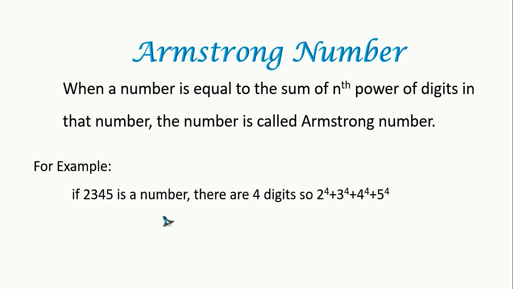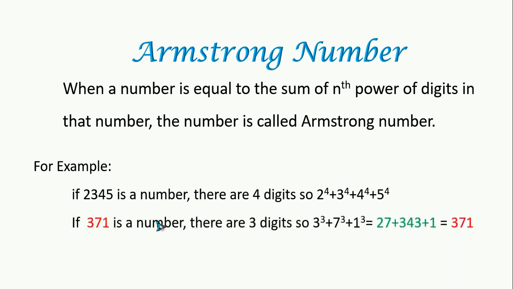it is called an Armstrong number. Generally, we will have 3-digit Armstrong numbers. For example, 371. So there are 3 digits, that is 3 to the power 3 plus 7 to the power 3 plus 1 to the power 3. So this is 27, 7 to the power 3 is 343, plus 1. So the sum of this becomes 371, which is again equal to the given number. So it is an Armstrong number. So let us do a program now.